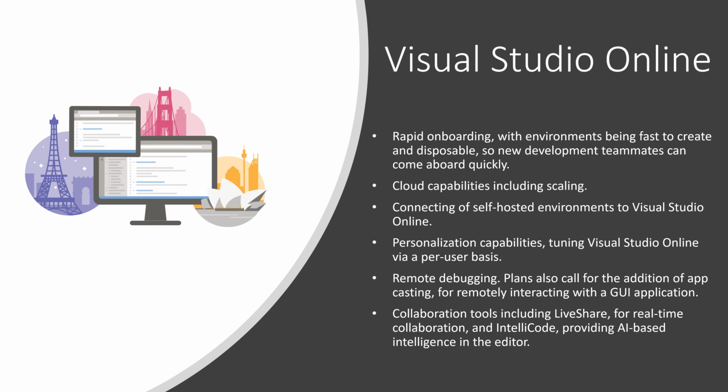These capabilities include rapid onboarding, with environments being fast to create and disposable, so new development teammates can come aboard quickly. Cloud capabilities include scaling, connecting of self-hosted environments to Visual Studio Online, personalization capabilities, tuning Visual Studio Online on a per-user basis. Remote debugging plans also call for the addition of app casting for remotely interacting with a GUI application. And finally, collaboration tools including LiveShare for real-time collaboration and IntelliCode providing AI-based intelligence in the editor.